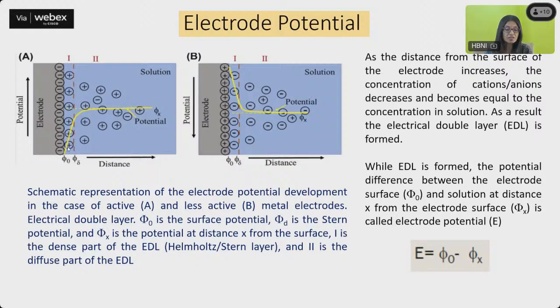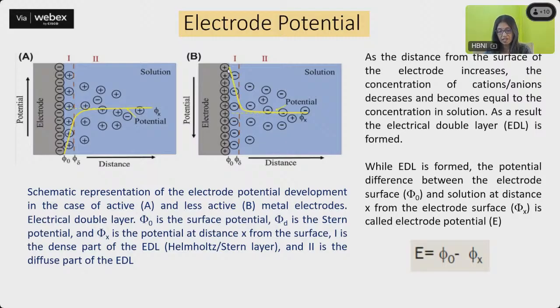What you see in this yellow line is nothing but the potential. So you see there is a very high potential in this very small area. While this electric double layer is formed, the potential difference between the electrode surface, which is phi 0, and the solution at a distance x, whatever the distance x is, is called the electrode potential. So this electrode potential is nothing but the difference in potential from the surface of this electrode to a finite distance in the solution.